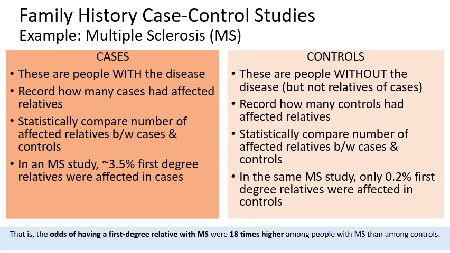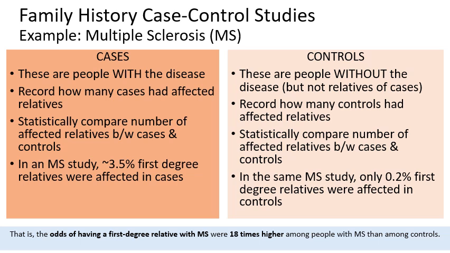How about family history case control studies? Let's take an example of multiple sclerosis. So you take cases and you take controls. So cases are people with the disease, and controls are people without the disease, but not relatives of the cases. So you have to exclude relatives of the cases. Then you record how many cases had affected relatives. And then you also record how many controls had affected relatives. Then you statistically compare the number of affected relatives between the cases and the controls.